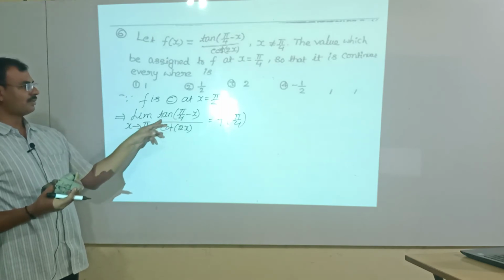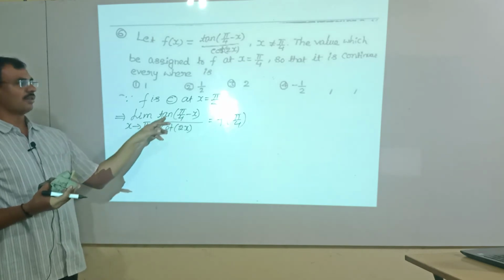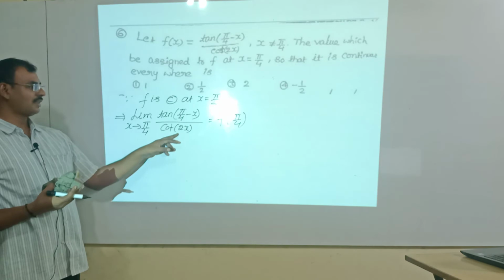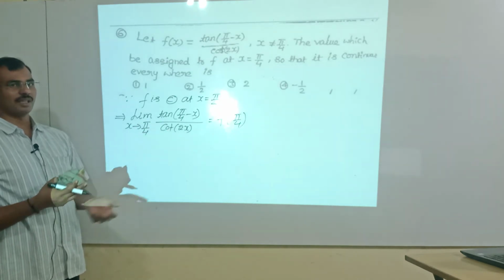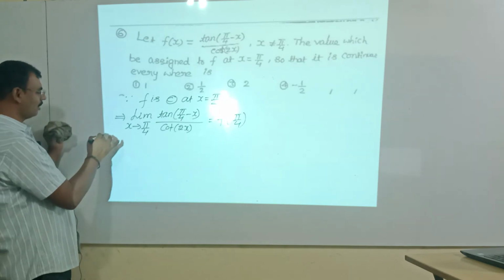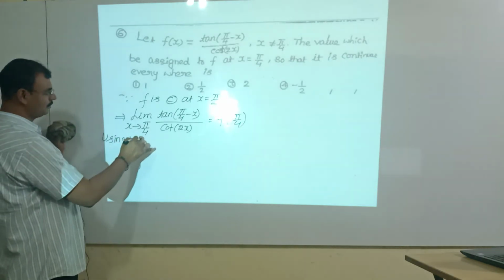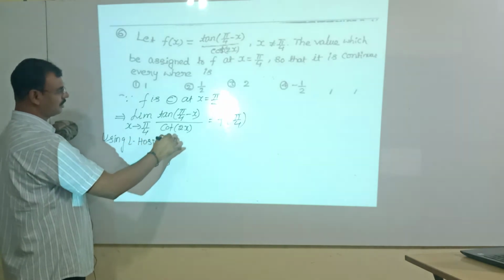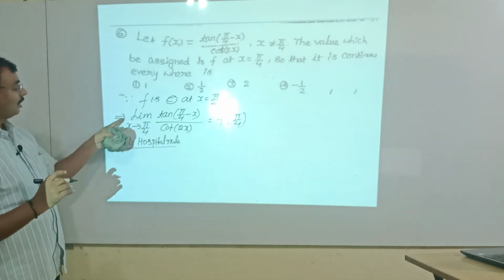So what is the derivative of tan x? The derivative of tan x is secant square x. The derivative of cot x is minus cosecant square x. We can apply this, no problem, using L'Hospital rule. So this is the shortcut. Otherwise you can do it traditionally.